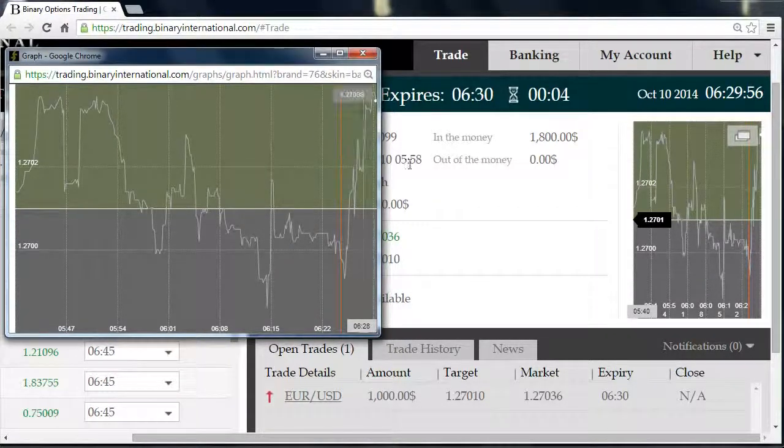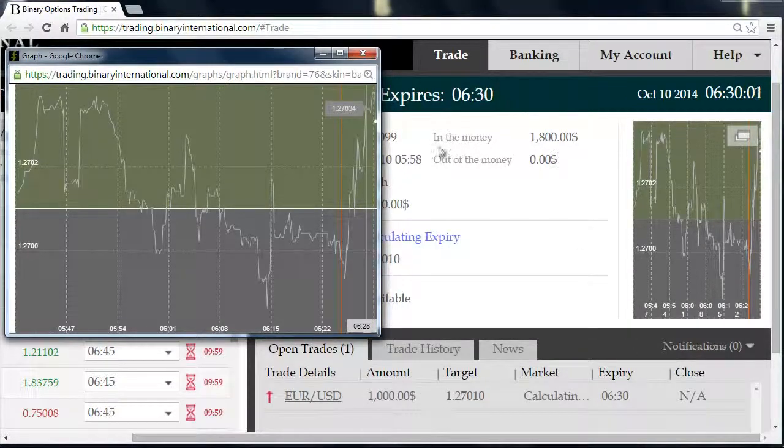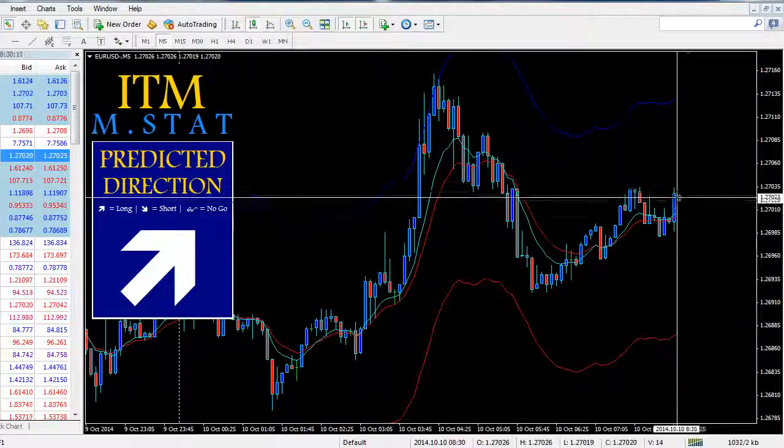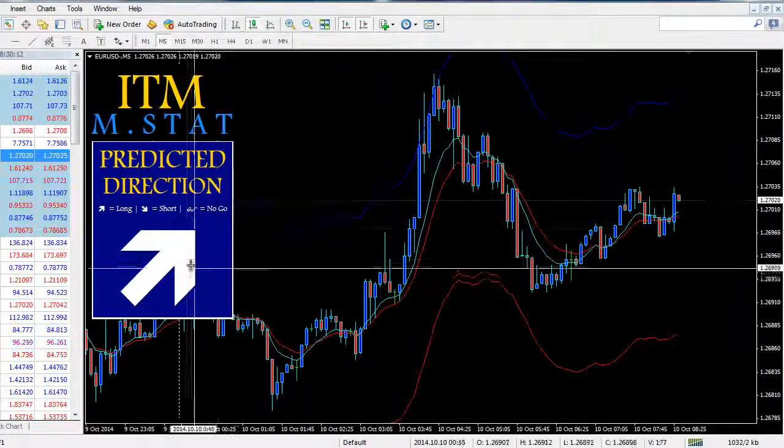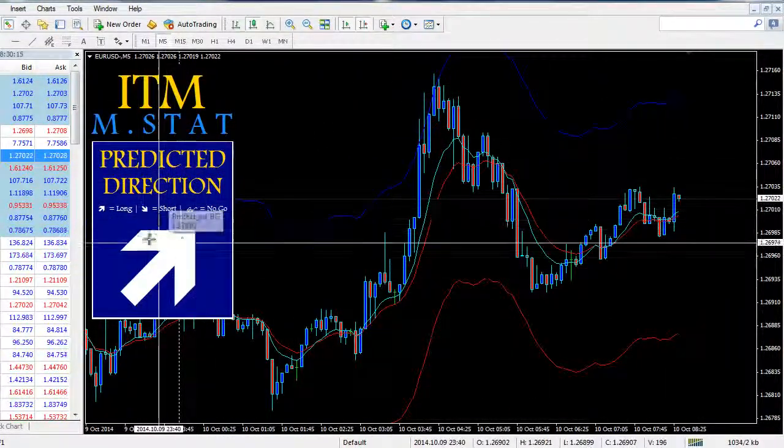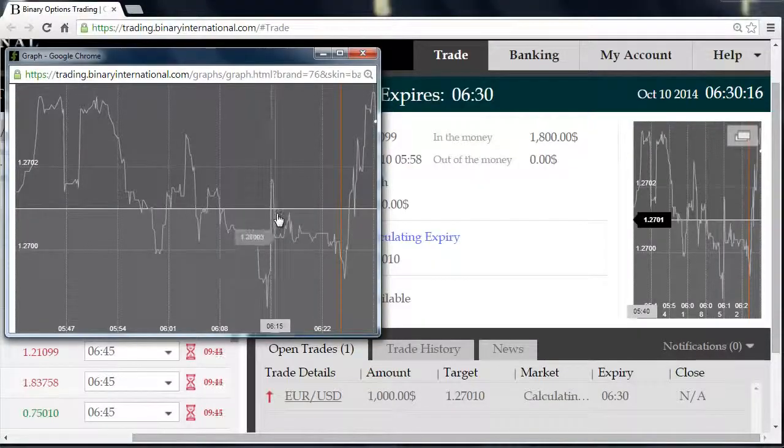That was followed by a period of retracement in and around that entry point, after which the price eventually broke out in the expected direction, as was suggested by ITM MStat early on before the trade was even taken. This trade has now expired with a $1,000 investment, leading to a $1,800 gross return, which translates to an $800 net profit on this Euro USD trade today. We're just going to wait for the platform to calculate expiry here to book the profits and release funds back into the account with the profits.